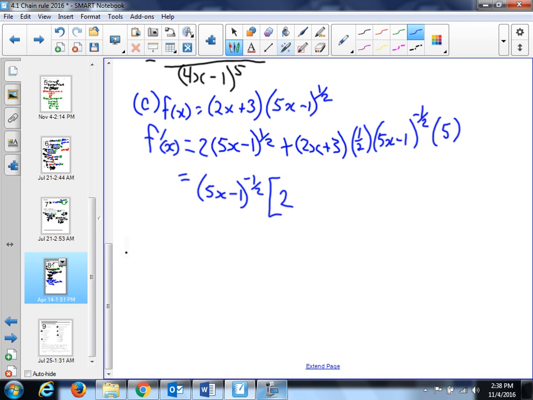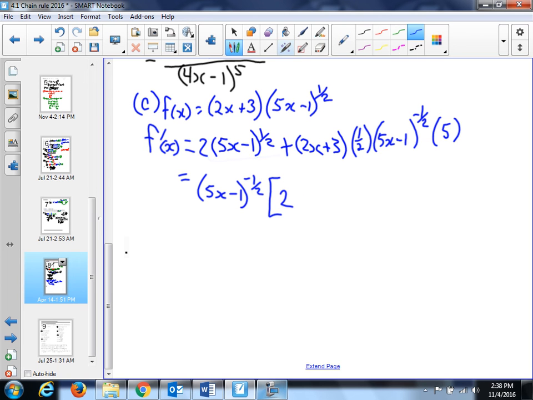Remember this from a month ago or so. So what's that? It's just 5x minus 1. Do you guys see why? Because when we're factoring out this negative 1/2, it's really taking 5x minus 1 to the positive 1/2 divided by the same expression to the negative 1/2. Subtracting the negative is adding. Half plus half is 1.